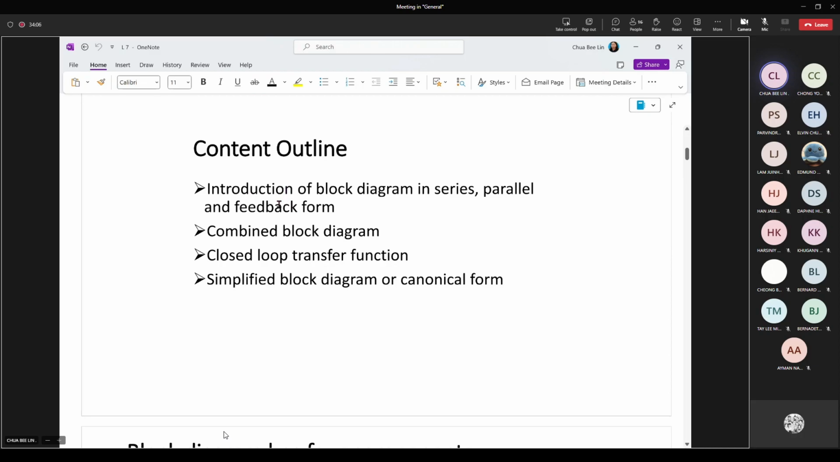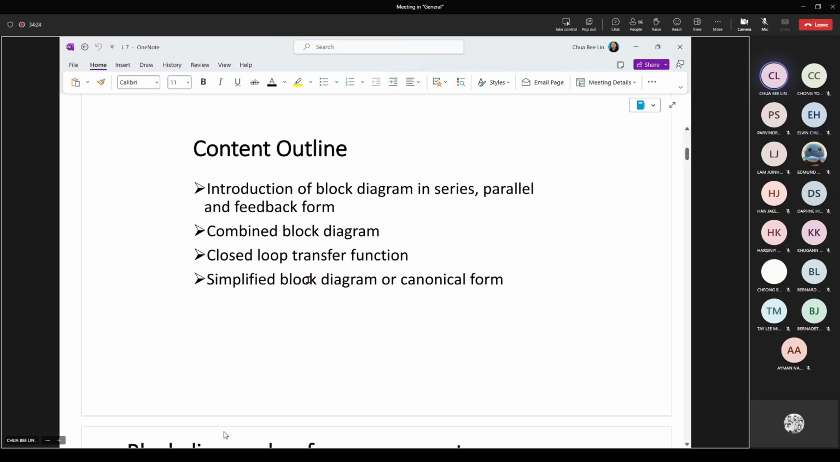The one in your assignment is actually the feedback form. Combine block diagram, then finally you will be having the closed loop transfer function. What is closed loop transfer function? Closed loop transfer function is the end of the signal over the initial signal, the whole system.